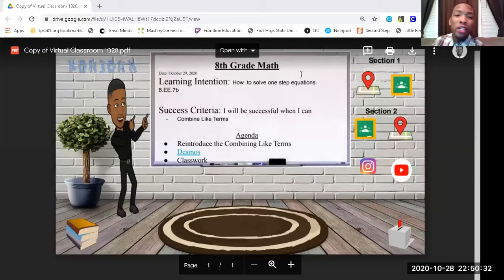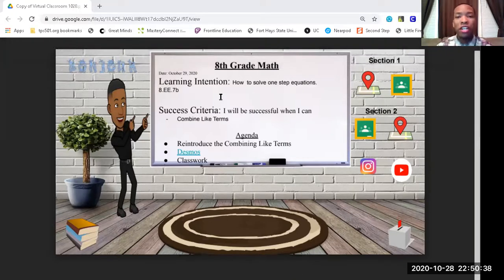Hello, we are going to go over this lesson for today. To start out, I have it up here on the whiteboard with the learning intention. Again, we're working towards solving one-step equations. A couple days ago, we went over the distributive property. Today, we're going to go over combining like terms.